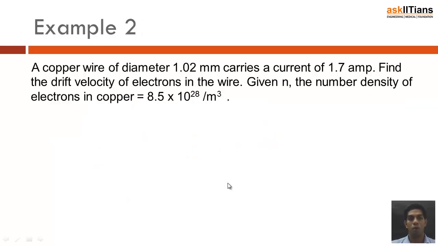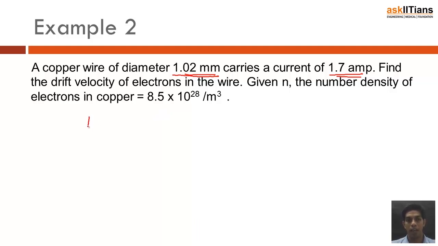So let's move on to the next example. It says a copper wire of diameter 1.02 mm carries a current of 1.7 ampere. Find the drift velocity of electrons in the wire. Given n, the number density of electrons in copper, is 8.5 × 10^28 per meter cube.